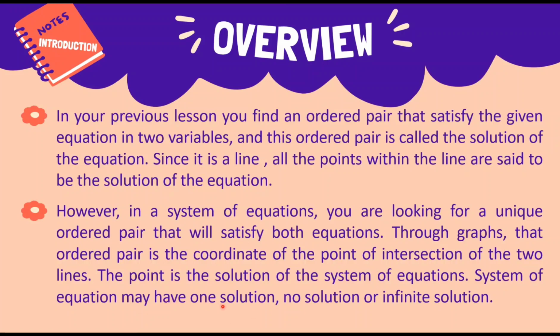So system of equation may have one solution. So, syempre, kailan ba nagkakaroon ng one solution? Kapag ang graph natin ay intersecting. No solution, kailan ba tayo nagkakaroon ng no solution? Kapag ang graph natin ay parallel to each other. So, meaning to say, they do not intersect. So, since they do not intersect, wala silang unique ordered pair. Or infinite solution, kailan ba tayo nagkakaroon ng infinite solution? Kapag ang ating graph ay coinciding.